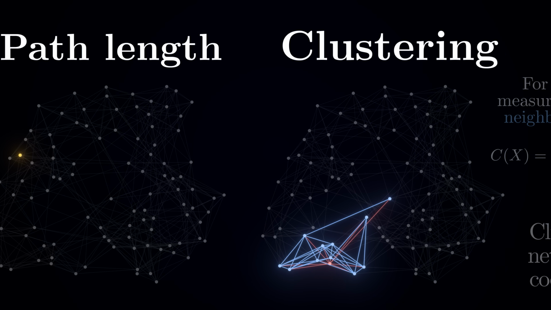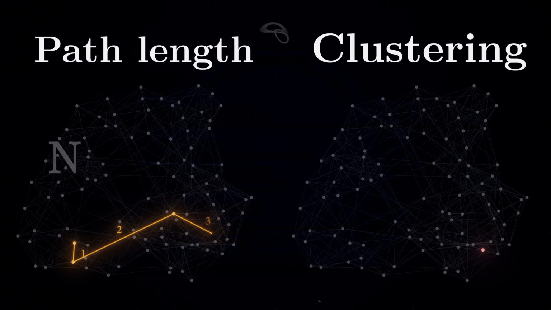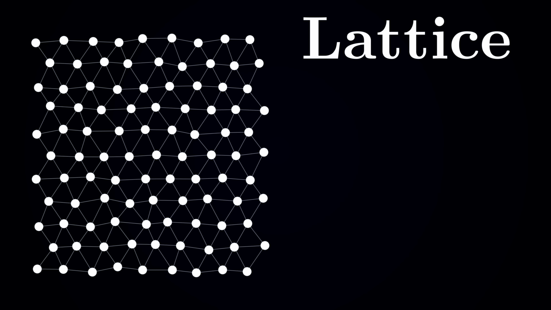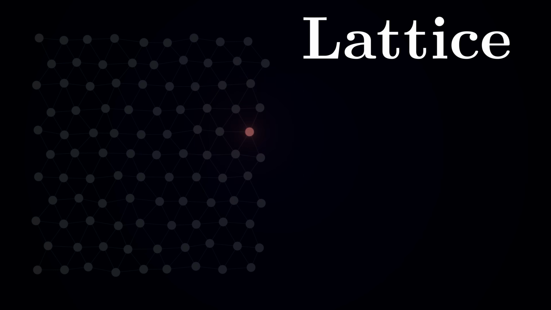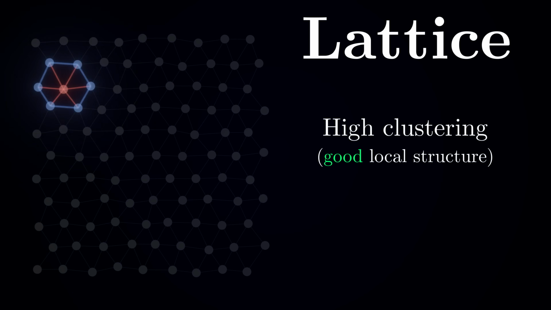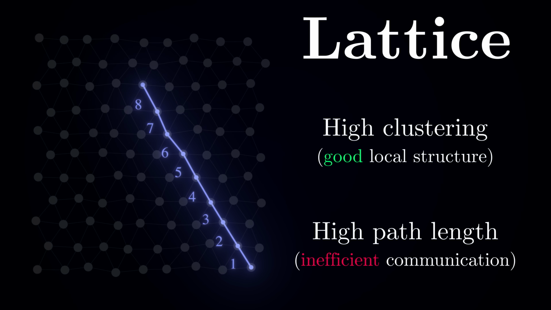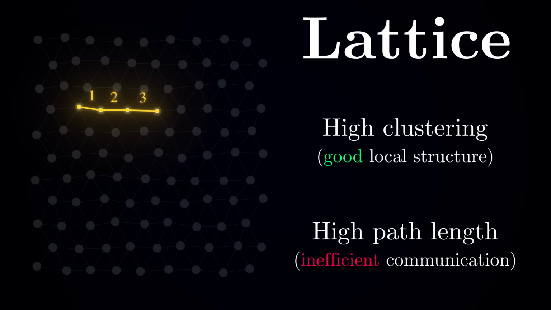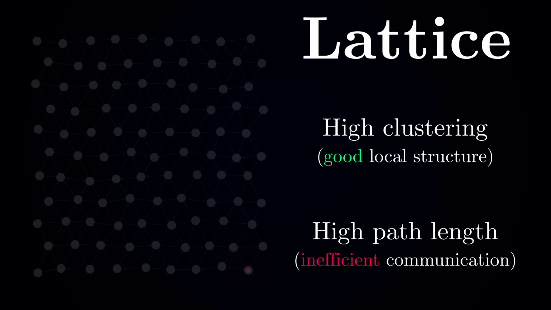With those two quantities at hand, let's see how different network architectures balance them. First, consider a regular lattice, like the arrangement of atoms in a crystal, where each node connects only to its nearest neighbors. In such networks, clustering is naturally high. Your neighbors tend to be neighbors with each other. However, to get from one side of the network to another, you need to traverse many steps, making global communication highly inefficient with large path lengths.